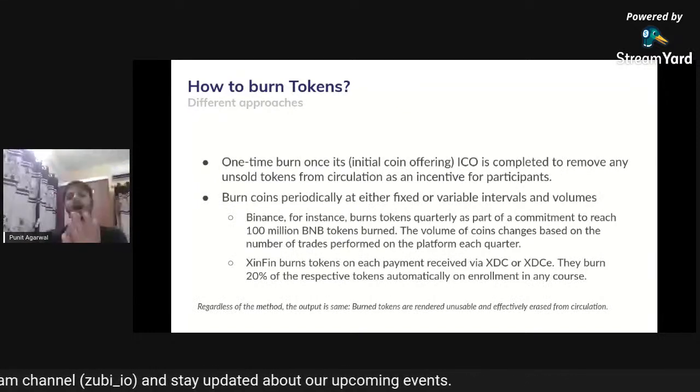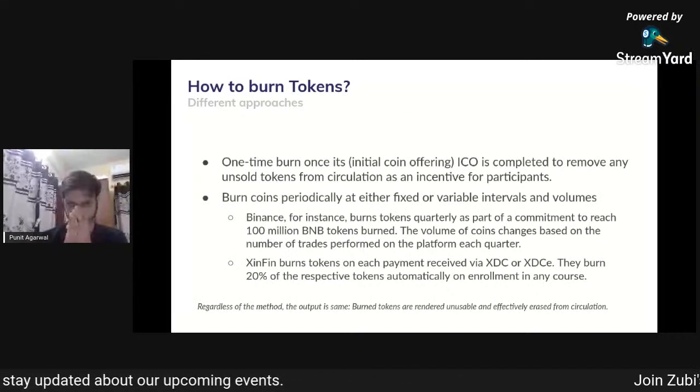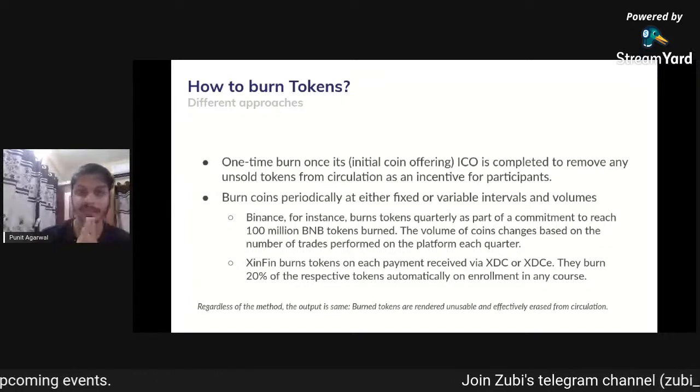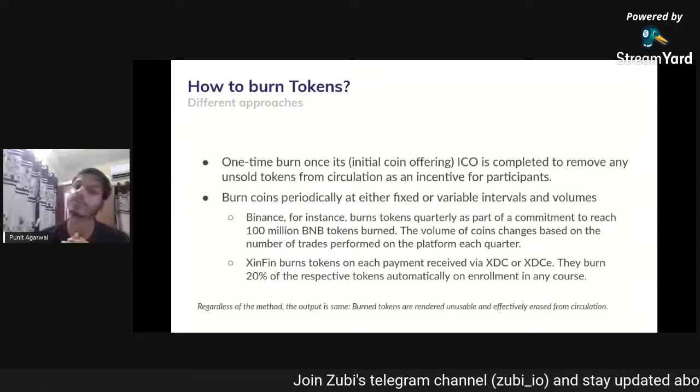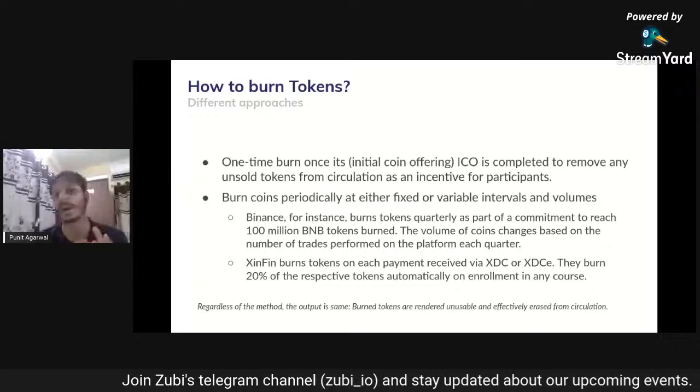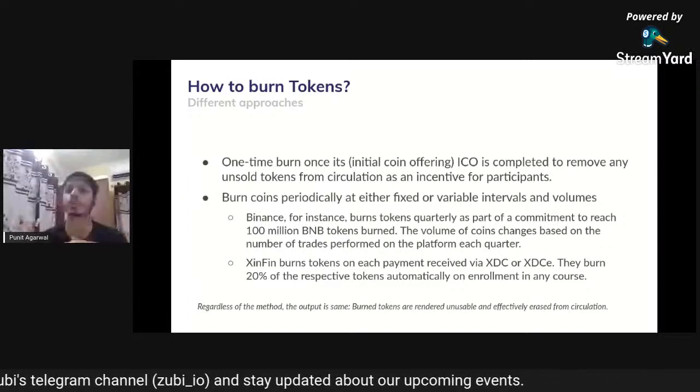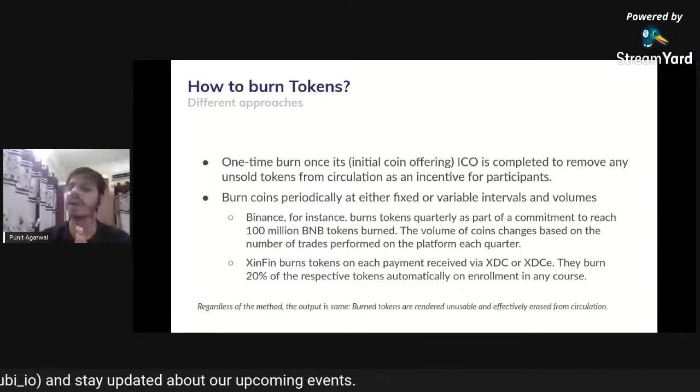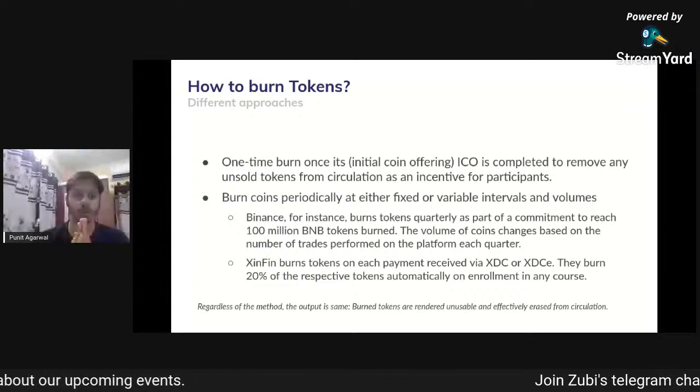So how to burn these tokens? Now that we have understood what exactly burning is, how do we burn it? Is there any one approach, or are there multiple approaches to burn it? There are actually multiple approaches to burn the tokens.